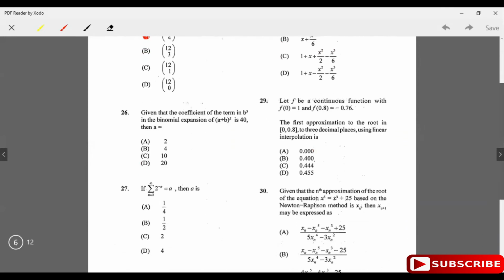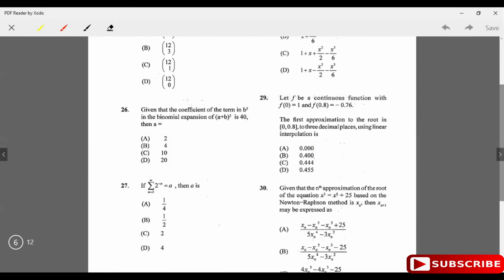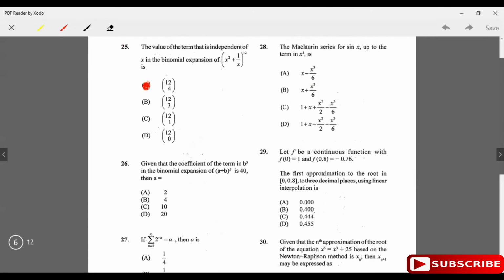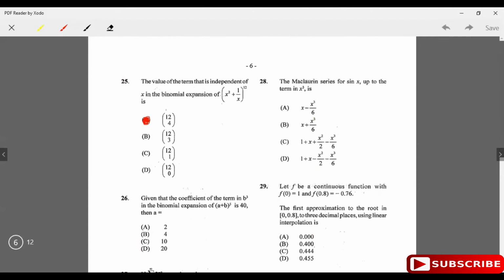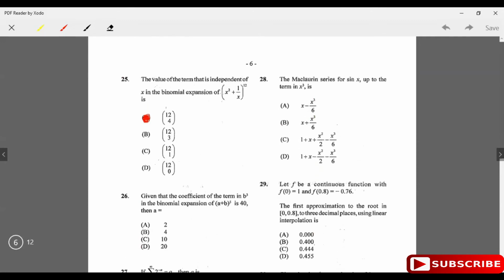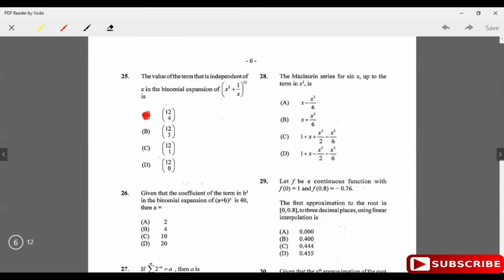Question 26 says, given that the coefficient of the term. Sir, I skipped number 25. We're going to skip it. We'll do it last week, we'll do it the week before. All right, so let's just do it then. So question 25 right here, did not skip it.